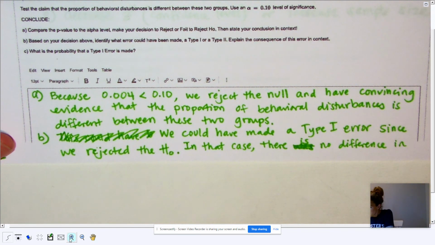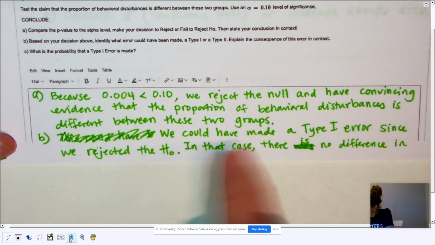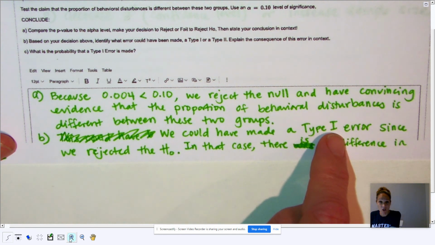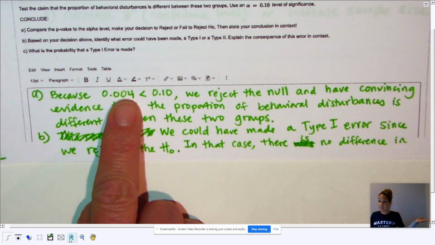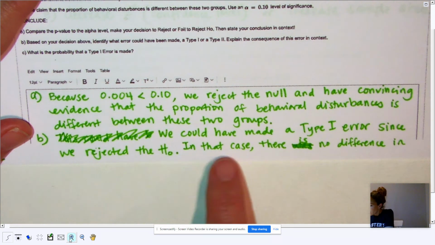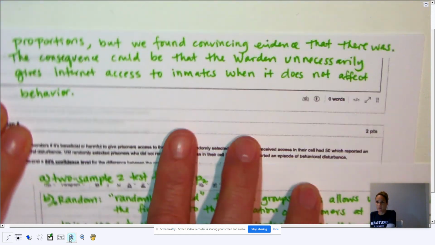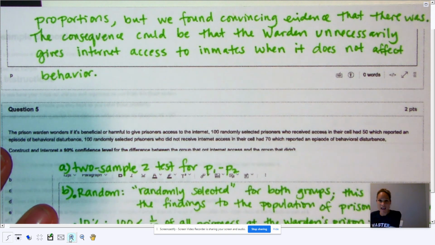Okay, so then if we think about what type of error could we have made, we could have made a type 1 error because we rejected the null. In the case that we made an error, even though our evidence is quite convincing, there's still a chance, right? In that case that I did make an error, there would be no difference in the proportions, but we found convincing evidence that there was. So the consequence could be that the warden unnecessarily gives internet access to inmates when in fact it doesn't even affect their behavior.